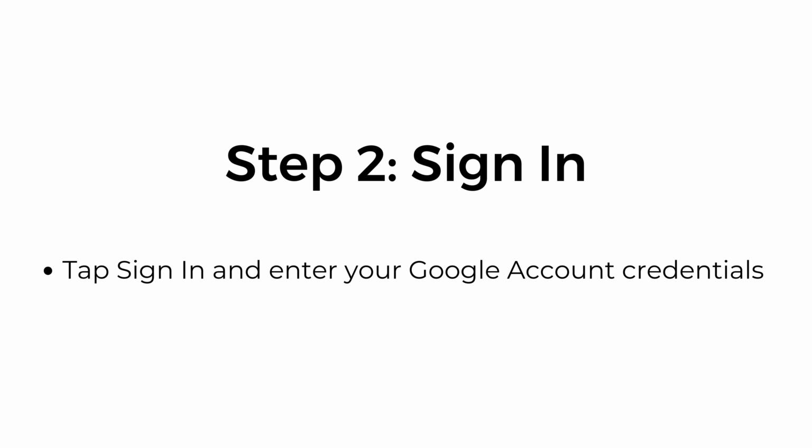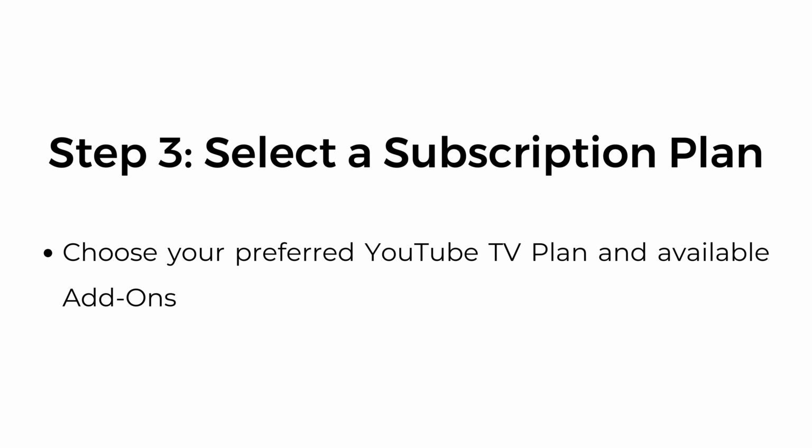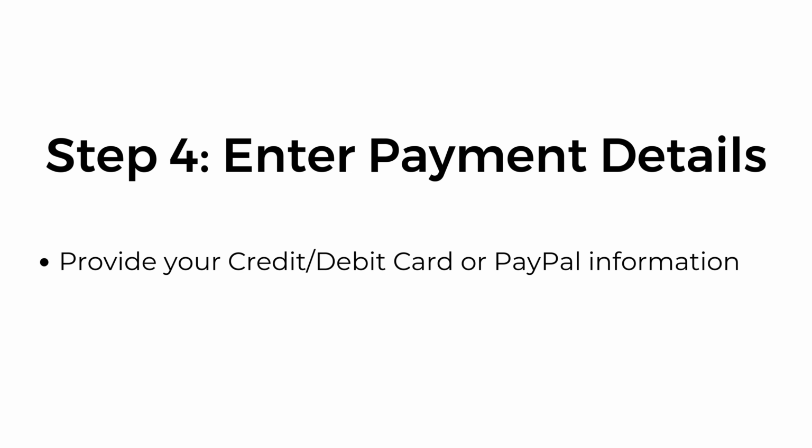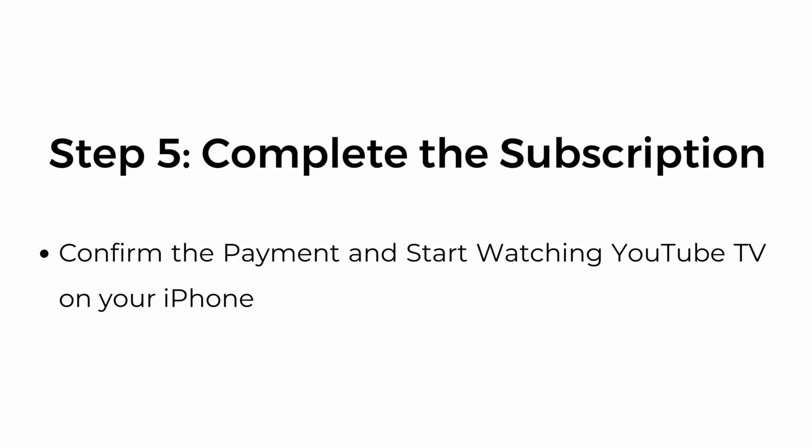Step number 2, tap sign in and enter your Google account credentials. Step number 3, choose your preferred YouTube TV plan and available add-ons. Step number 4, provide your credit/debit card or PayPal information. Step number 5, confirm the payment and start watching YouTube TV on your iPhone.